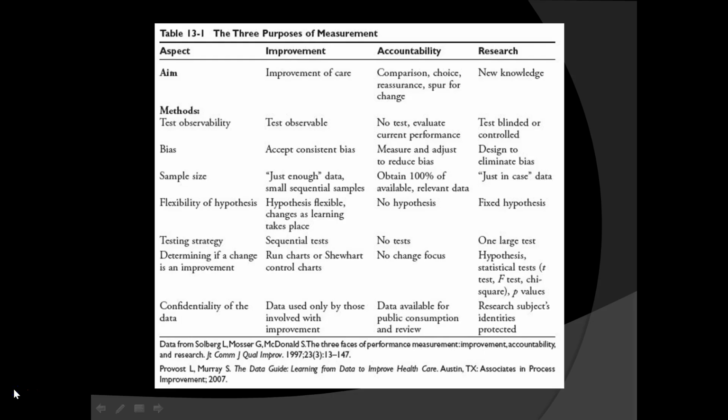This slide gives you a little more information on improvement, accountability, and research. It compares them, showing what the aim is and what methods are used. It also covers bias, sample size, and the confidentiality of the data. Like I said, just review this slide. You don't have to memorize it, of course, but it gives you pretty good information on the differences of the three purposes of measurement.